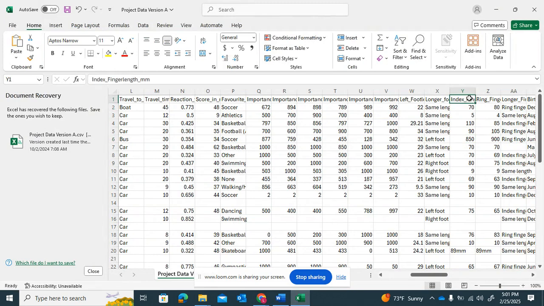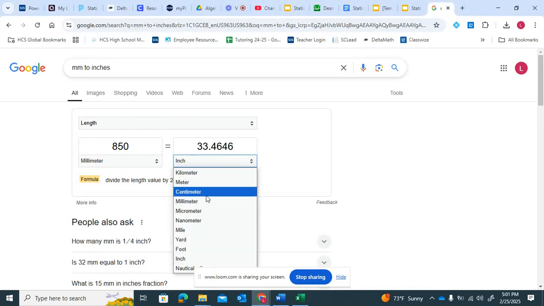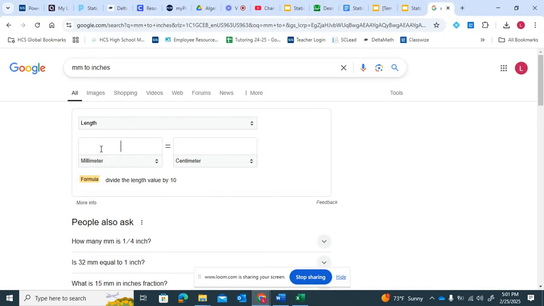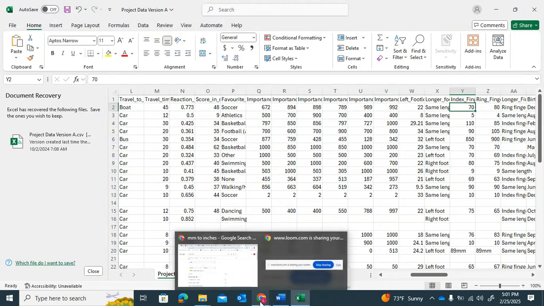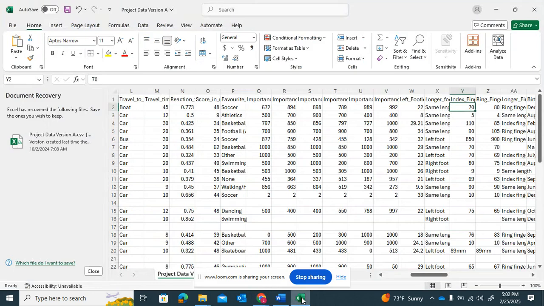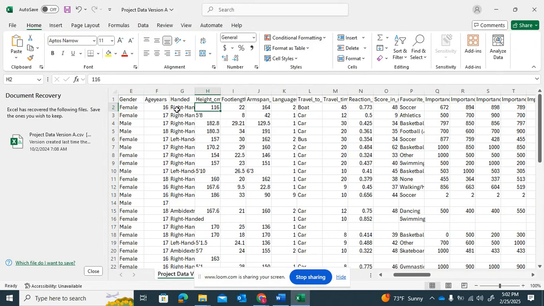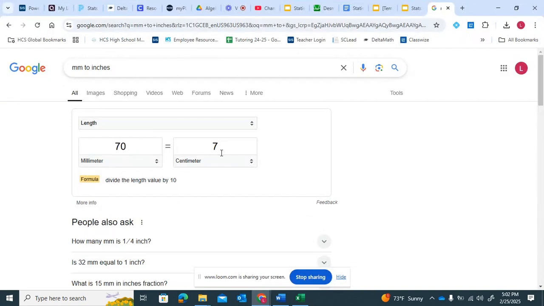But you want to convert this index finger to centimeters. So I want really millimeters to centimeters. And so if the first one on the chart says 70, you want to convert 70 would be 7 centimeters. Okay, so the very first person would have a foot length of 22 centimeters, and they would have an index finger of 7 centimeters.